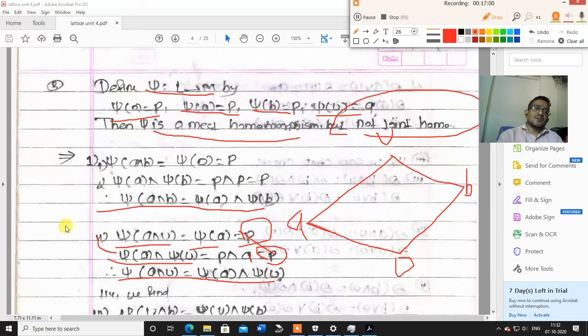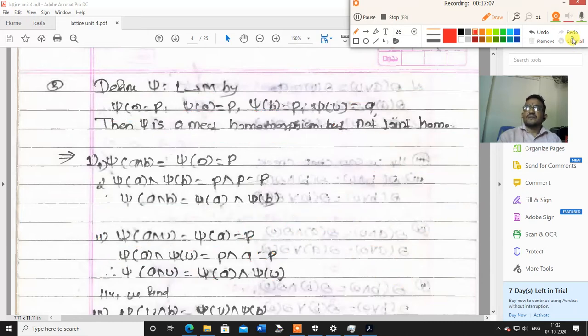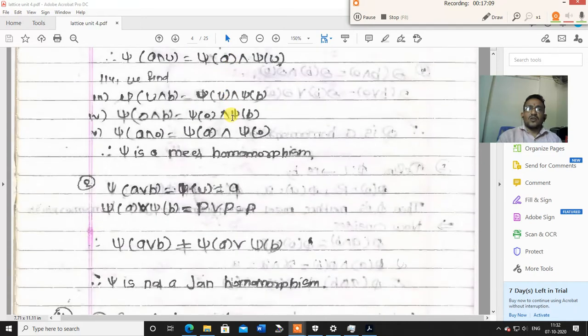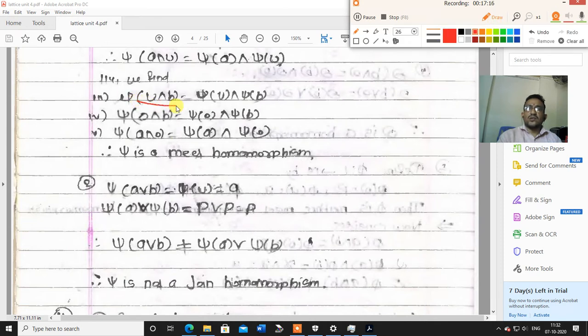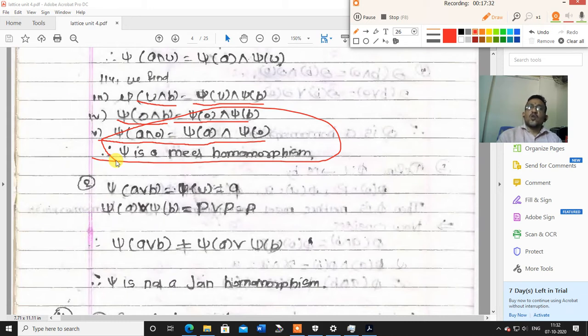Similarly we can check for the other elements a u, b and u, 0. Therefore similarly we can find that psi of u meet b is equal to psi of u meet psi of b, and psi of 0 meet b is equal to psi of 0 meet psi of b, and psi of a meet 0 is equal to psi of a meet psi of 0. So we consider psi is a meet homomorphism. Now check whether it is not a join homomorphism.